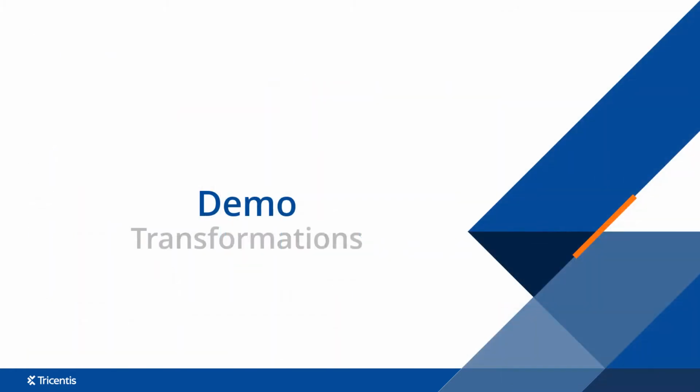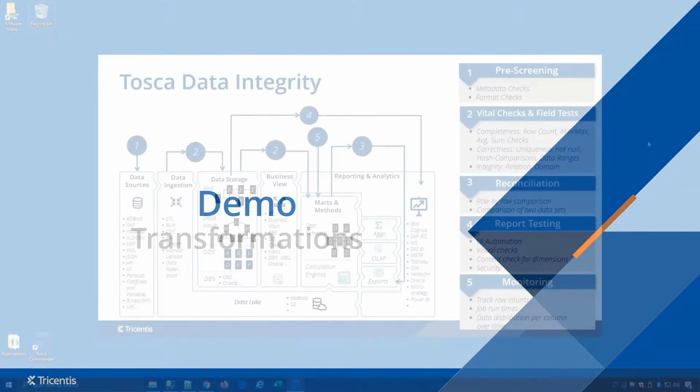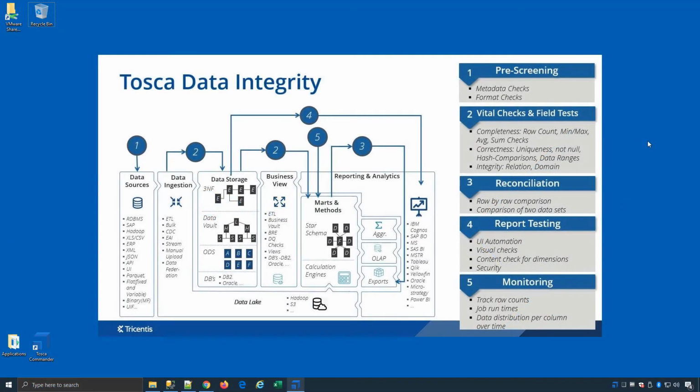But for today's demo, we're really just going to focus on our example we saw earlier, focusing on reconciliation and transformations. So now we're looking at my desktop, and I have our Tosca data integrity overview slide as my background, just so you can see the different types of testing we do at different stages throughout the warehouse. For everyone that's not familiar with Tosca or Tosca DI, I'm just going to do a quick overview, and then we'll jump right into our transformation testing.